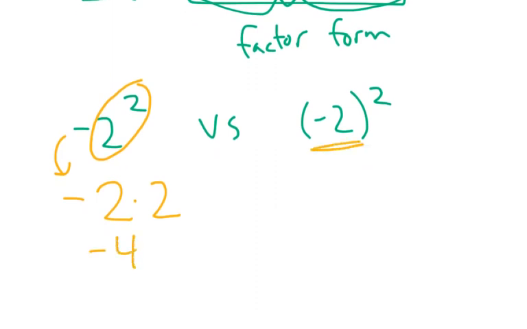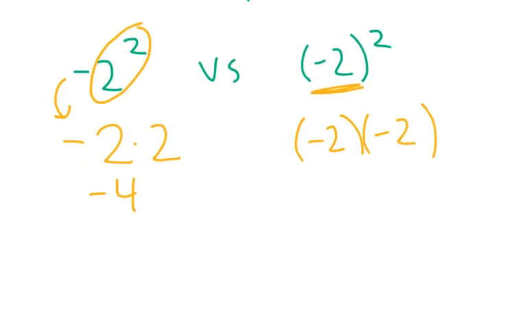However, here the parentheses are being squared. And so that's where the core idea comes into play: repeated multiplication. The parentheses are getting repeated 2 times. So it's going to be -2 times -2. What's in the parentheses is being repeated. And so that gets us positive 4. Okay, I hope that makes a little bit of sense there. Here, only the 2 is being squared. Here, the 2 and the negative are squared, so the negative shows up twice and cancels out when you multiply them together.